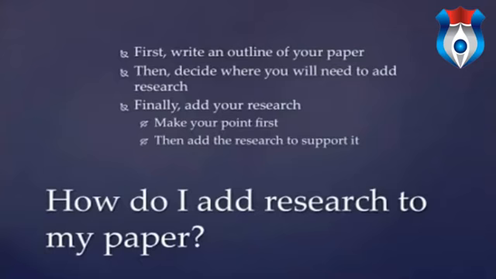Now, the next thing is how you add research to your paper. This is a little tricky. This is always the hardest part for students. But here's my advice. First, you should write an outline for your paper. That's very important. You need to get your ideas written on paper and in an organized format so that you know what your opinion of the topic is and you know your reasons for your opinion. Then you decide where you add research. Your opinions and ideas first, then think about where you will need research to support your opinions and ideas. And then finally, of course, add your research.